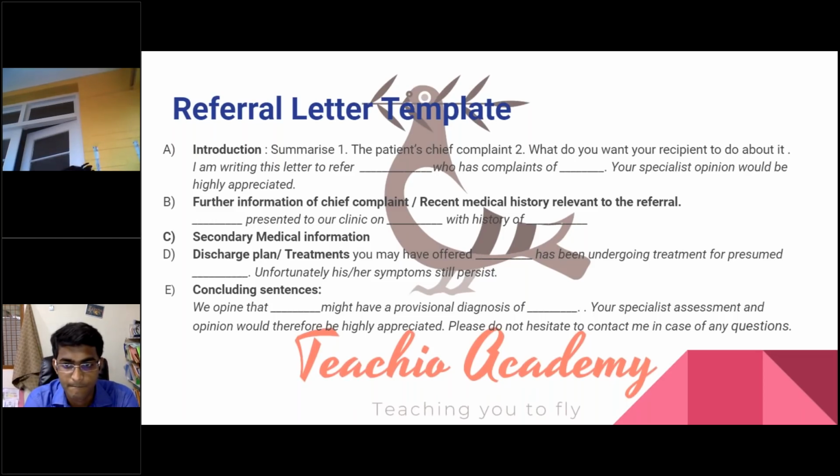So Dr. Manjunath has written, used A, and he's written, I am writing this letter to refer Mrs. Jones, who has complaints of recurrent headache. So Dr. Manjunath, if you have something which is recurrent, it's going to be in plural. So it would be, I'm writing this letter to refer Mrs. Jones, who has complaints of recurrent headaches. So the headaches will be with an S. Your specialist opinion would be highly appreciated.